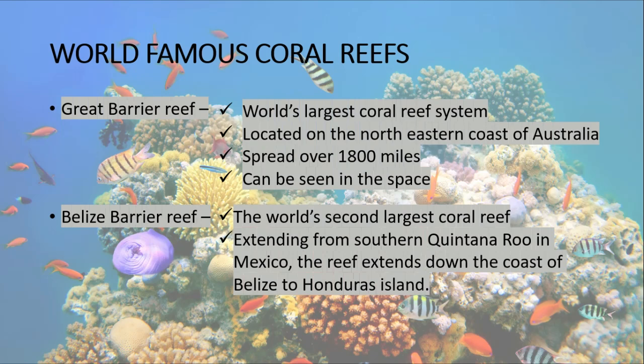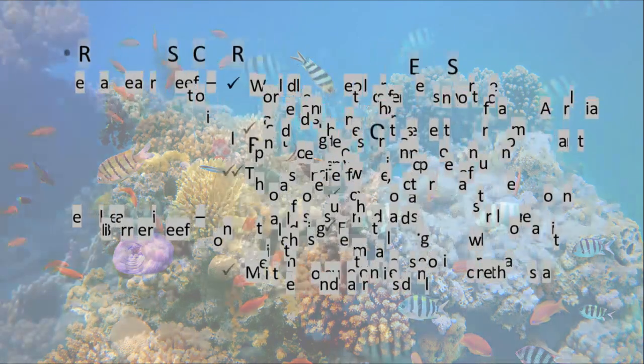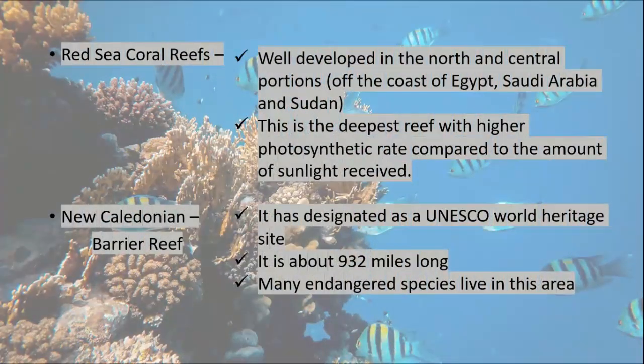Then the second one is the Belize Barrier Reef. That's the world's second largest coral reef. Extending from the southern Quintana Roo in Mexico, the reef extends down the coast of Belize to the Honduras Islands. Then the Red Sea coral reefs. It's well developed in the north and central portions, and this is the deepest reef with a higher photosynthetic rate compared to the amount of sunlight they receive.